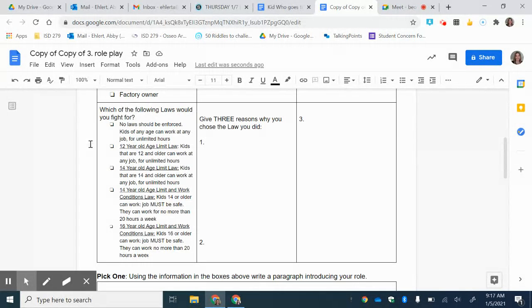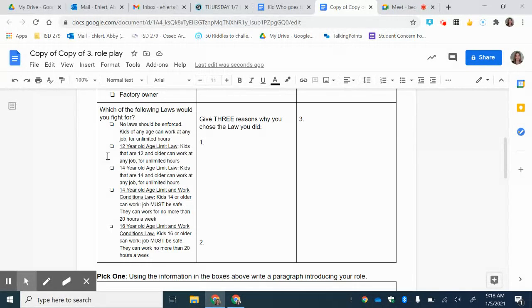So would your role think no laws should be enforced? Would your role think 12-year-old age limit, kids that are 12 and older can work at any job for unlimited hours? Would they think 14-year-old age limit law, kids that are 14 and older can work at any job for unlimited hours? Or would they think 14-year-old age limit and work condition law? So kids 14 or older can work, the job must be safe, and they can work for no more than 20 hours. Or would they pick this last one where it says 16-year-old age limit and work conditions law? Kids 16 or older can work, job must be safe, they can work no more than 20 hours a week.